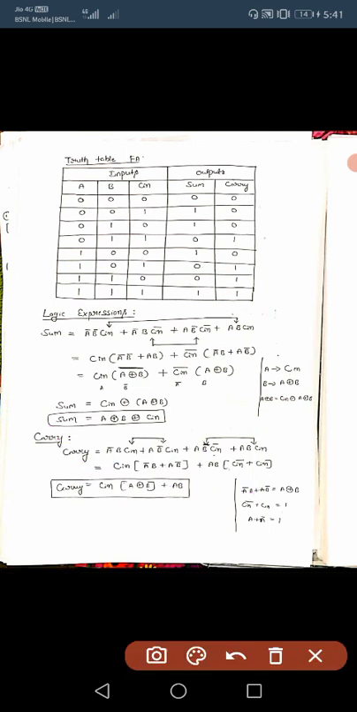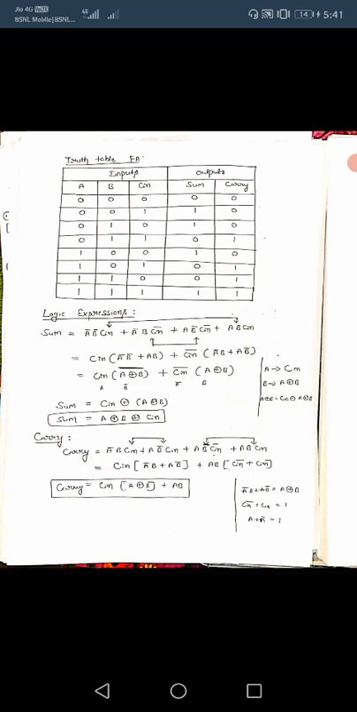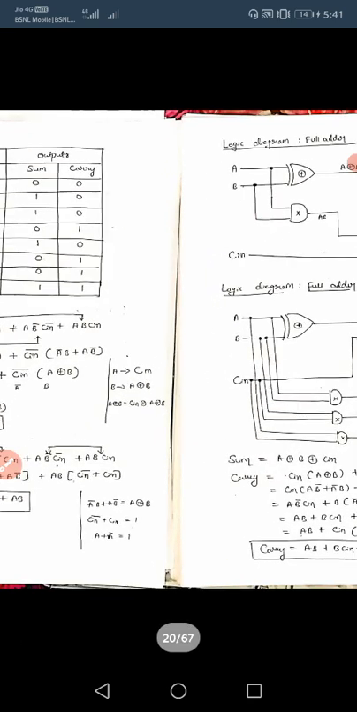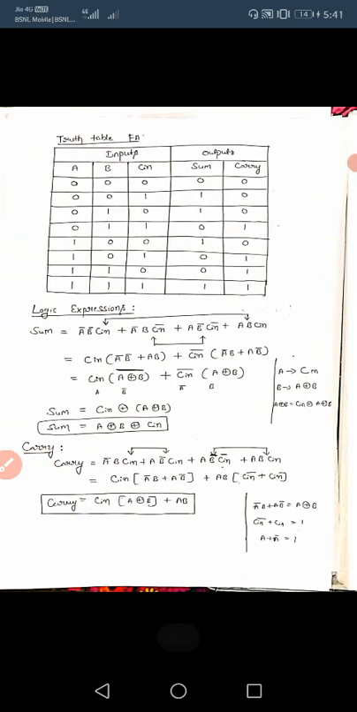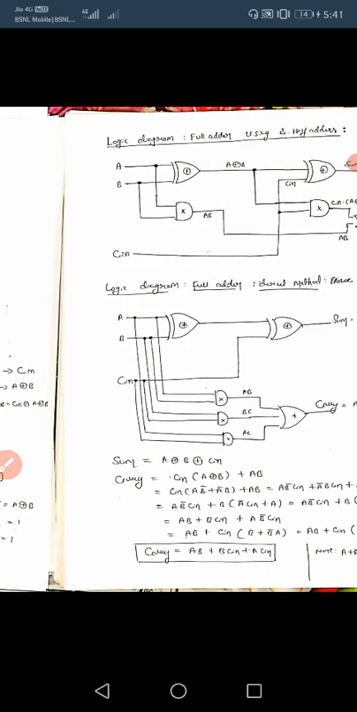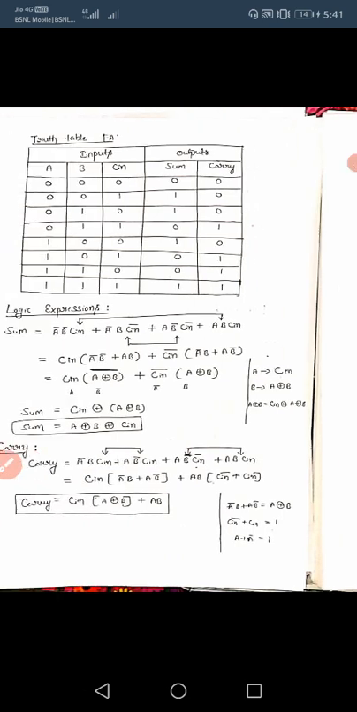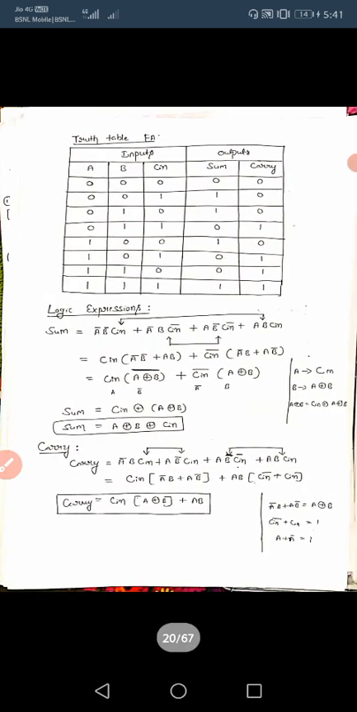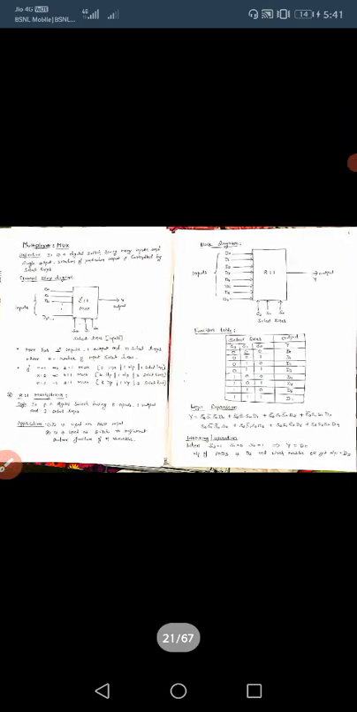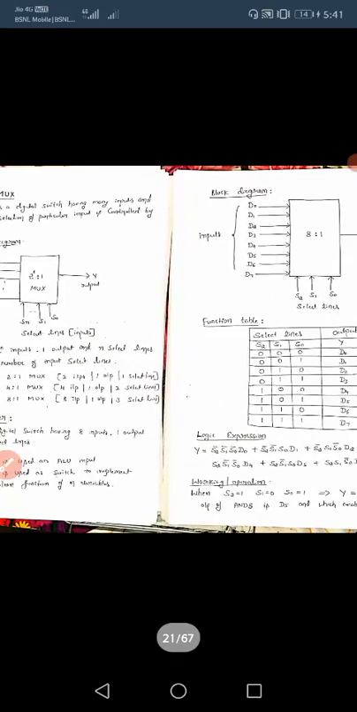8 marks. Let's split this 8 marks. So here, block diagram, definition and 1 mark. Truth table is very important, 2 marks. Logic expression 2 marks. And the last, logic diagram, it is 2 marks. Logic diagram 2, logic expression 2, truth table 2, and this block diagram 1, definition 1. So totally it is going to be 8 marks, right?